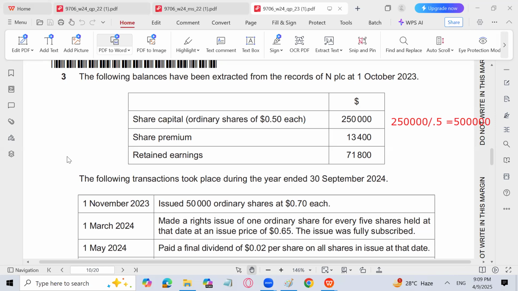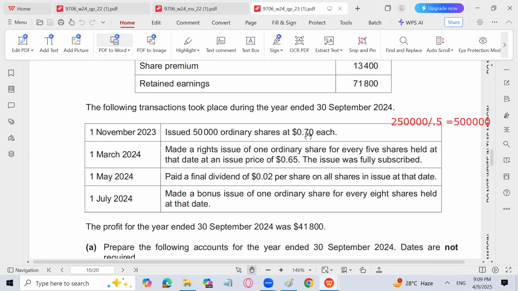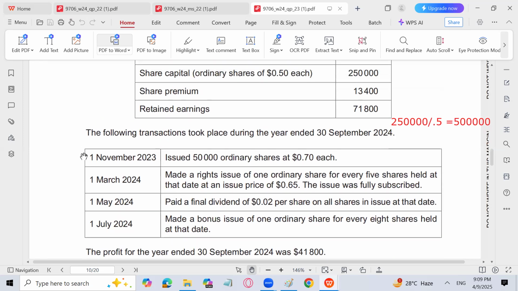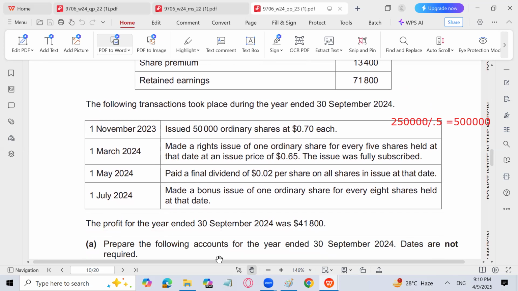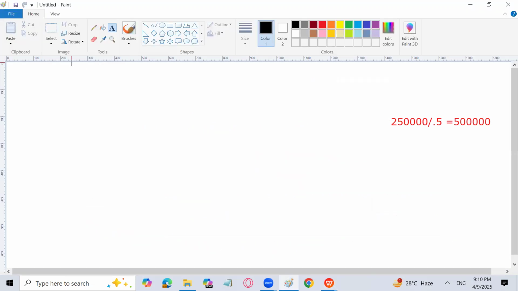Issued 50,000 ordinary shares at 0.7 each. So we have issued 50,000 shares at 0.7 each. It means that one share is of 0.5 face value, but we are issuing the share at the rate of 0.7, so 0.2 is the premium. Let me pass the entry because I already discussed with you that I will solve the question with entries.